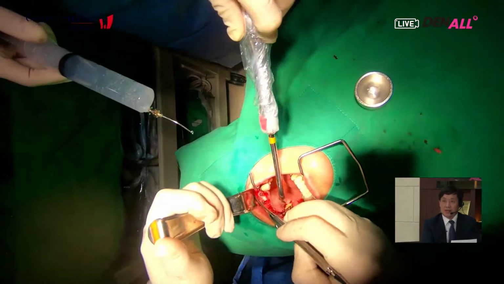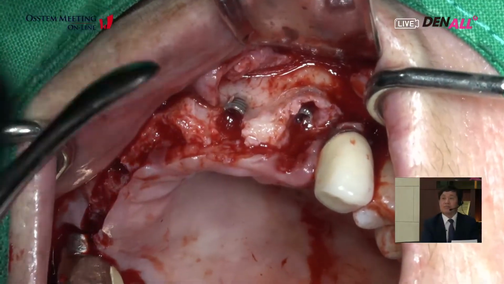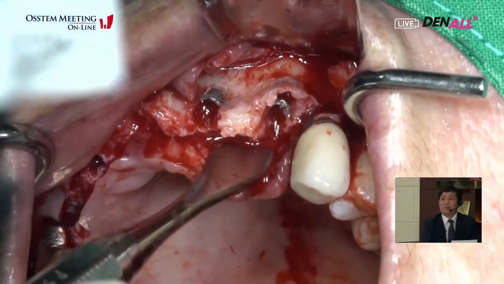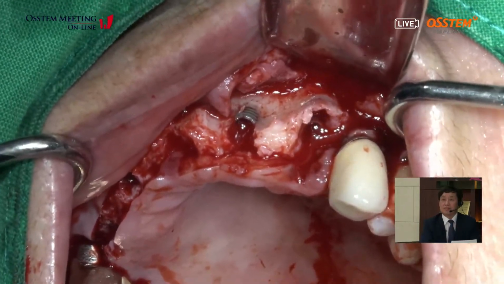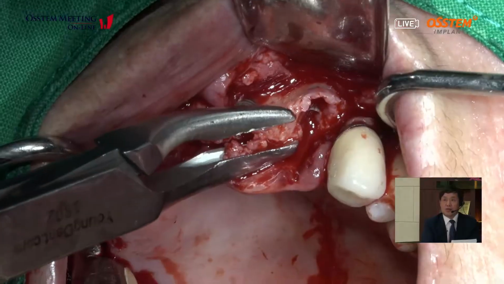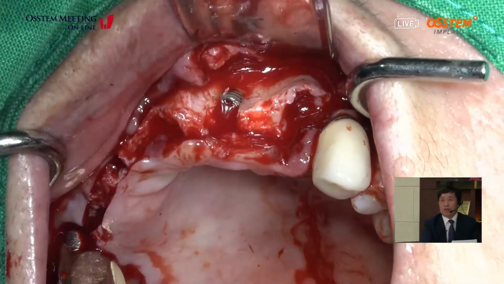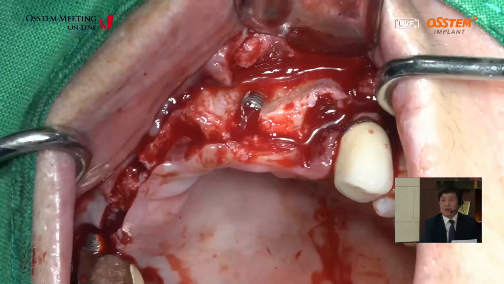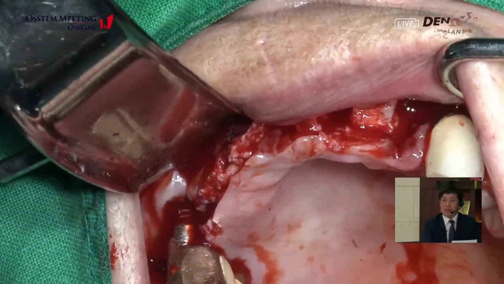Okay. Even though the extraction socket is quite narrow, I could place the implant well thanks to the OneGuide template. Yeah. Dr. Kim already placed the implant by the Osstem OneGuide system, and the 4 implants are well placed as he planned.